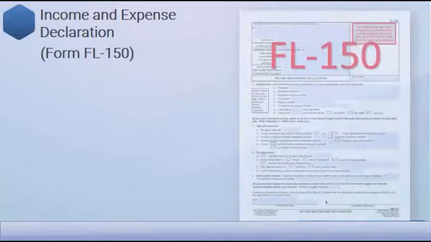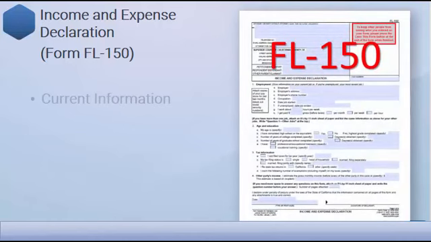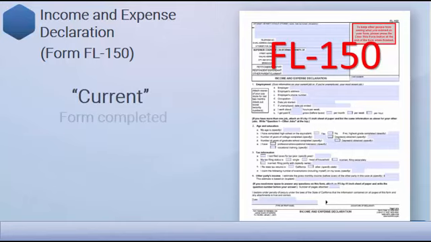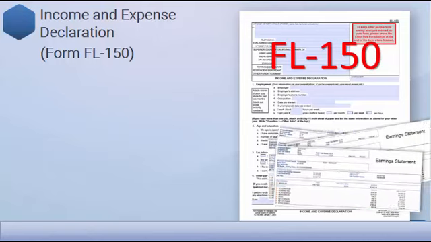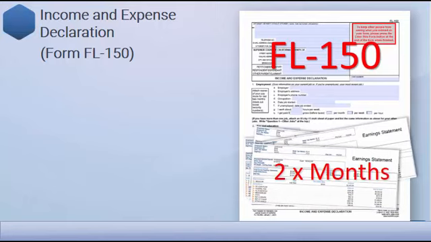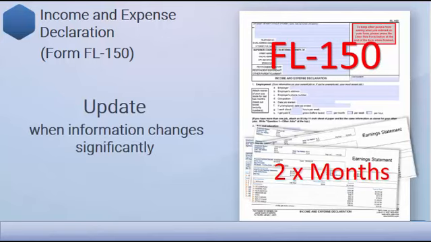The income and expense declaration must be fully completed and provide current information on a party's monthly income and monthly expenses. Current means the form has been completed within the last 3 months, providing no facts have changed. You should attach 2 months of your most recent pay stubs to this form. This declaration should be updated at any time while the case is pending if the information changes significantly.